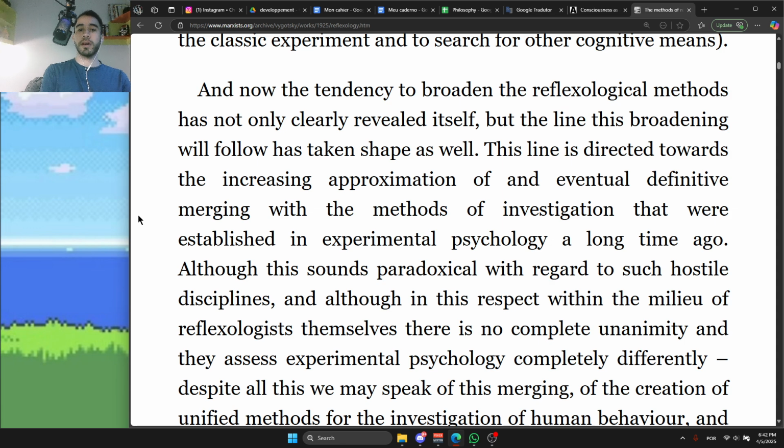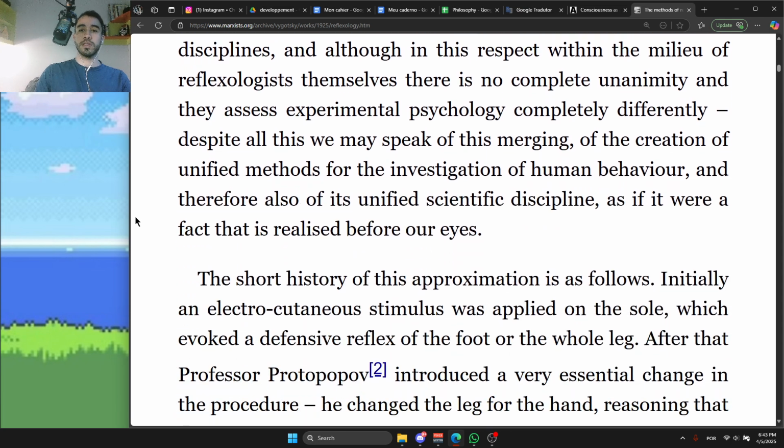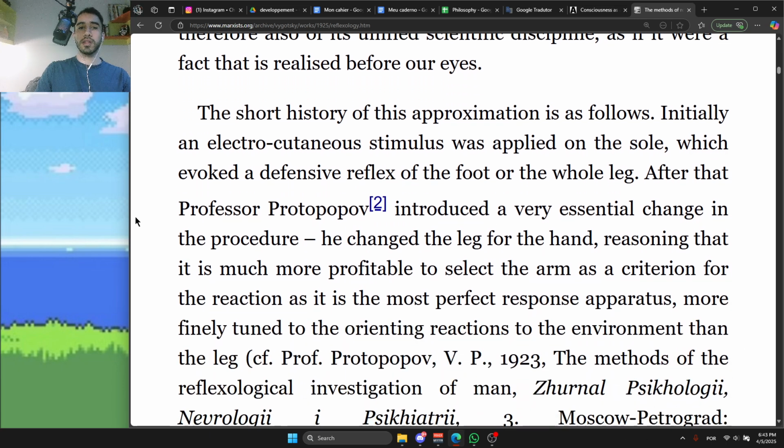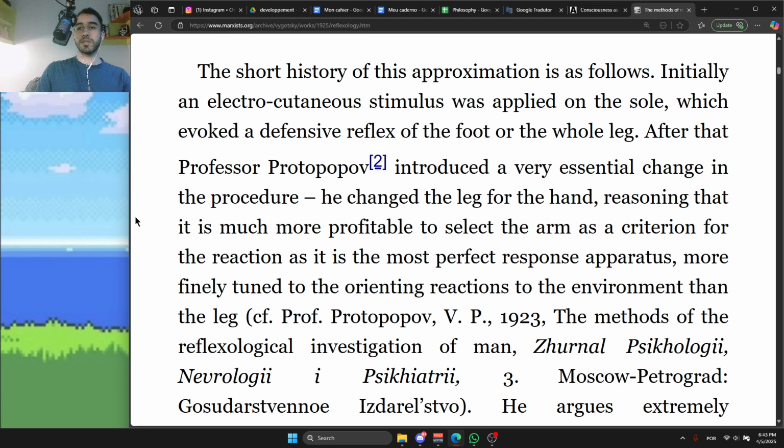Although this sounds paradoxical, with regard to such hostile disciplines, and although, in this respect, within the milieu of reflexologists themselves there is no complete unanimity, and they assess experimental psychology completely differently, despite all this, we may speak of this merger, of the creation of unified methods for the investigation of human behavior, and therefore also of its unified scientific discipline, as if it were a fact that is realized before our eyes. The short story of this approximation is as follows.